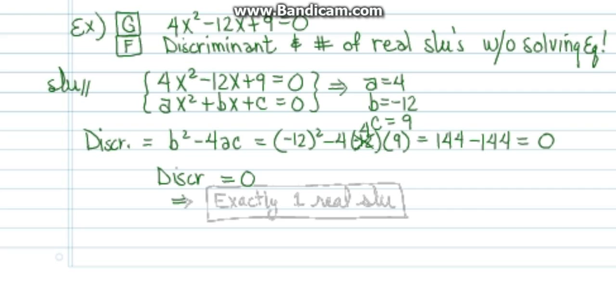And that implies, according to note number 28, that we have exactly one real solution for this particular problem. Now, we didn't find out what that solution is. We just found out how many there are. And that's what they asked us to do.